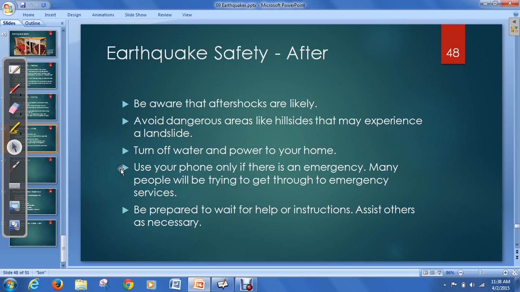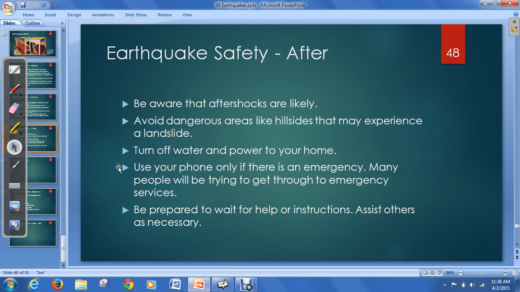Okay. Here's another big one. Use your phone only if there is an emergency. Many people are trying to get through to emergency services. Okay. So if you're okay, if you're safe, there's no immediate problem that you need to deal with, don't call 911.